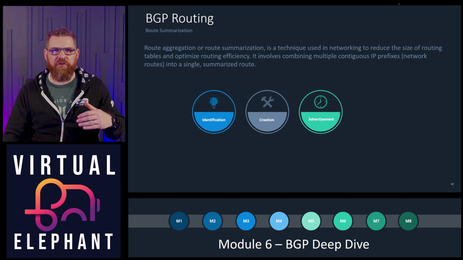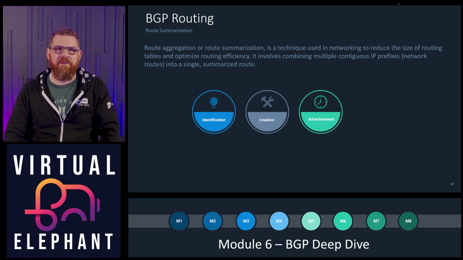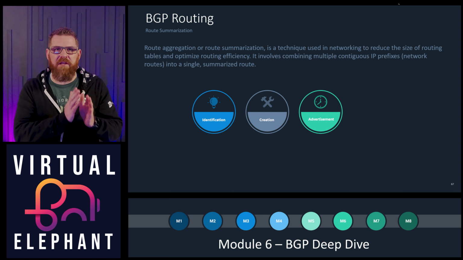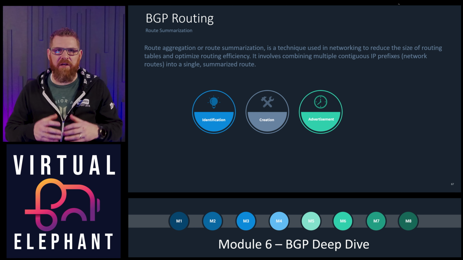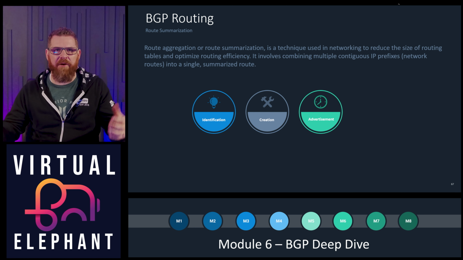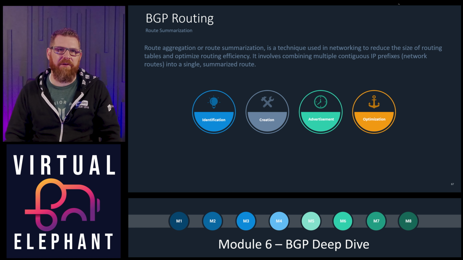Next, we're going to actually start to advertise out that summary route. So instead of advertising all of these individual prefixes separately, routers are going to just advertise that one larger summary route. And this is typically a single shorter prefix that represents the aggregated address space of the individual prefixes. And this is going to allow us to optimize the routing table.